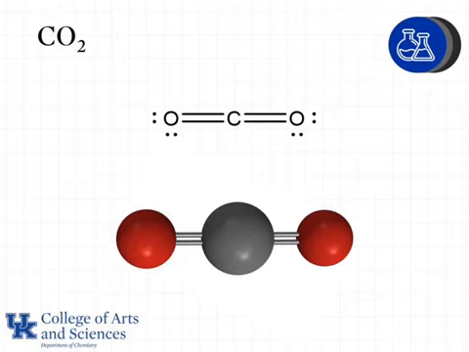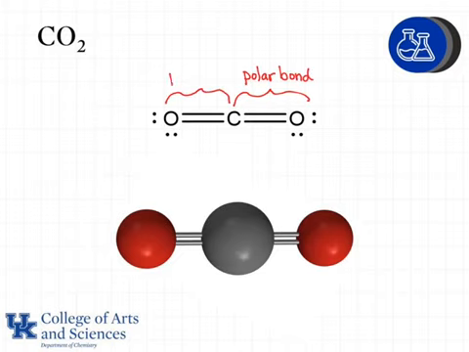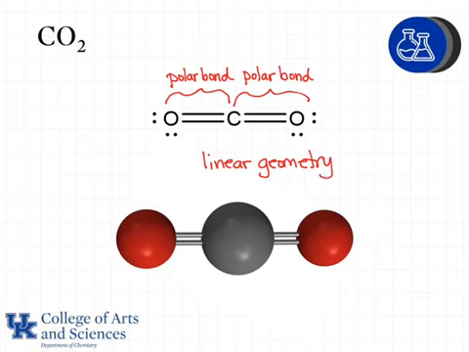Let's look at CO2. When we look at the Lewis structure of CO2, we see two carbon-oxygen double bonds. We know that carbon and oxygen have a different electronegativity value, so we will see that each of these bonds is considered to be a polar bond. Because there are two electron groups around the central atom, we have a linear geometry, which means we have a bond angle of 180 degrees.